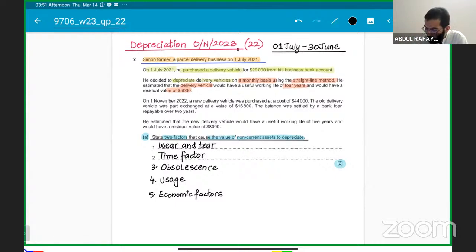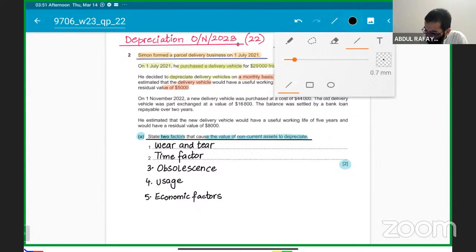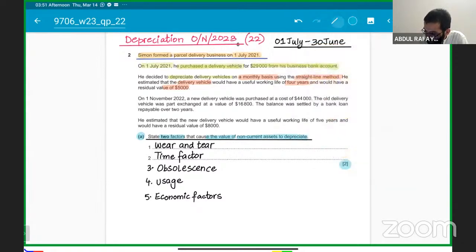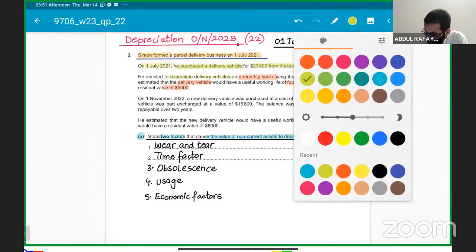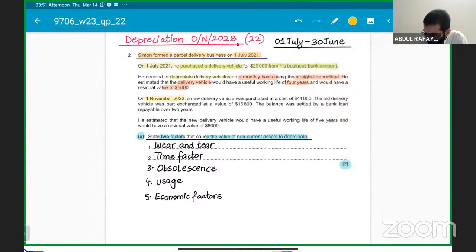So how many years do we have to deal with? We have another year mentioned here. So let's read the other information as well now, sir. On 1st November 2022, a new delivery vehicle was purchased at a cost of 44,000.